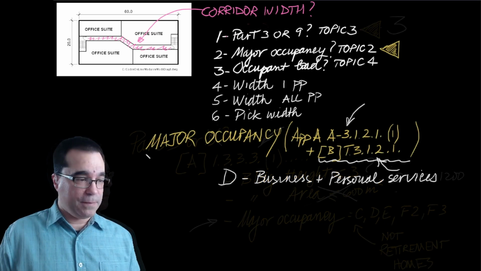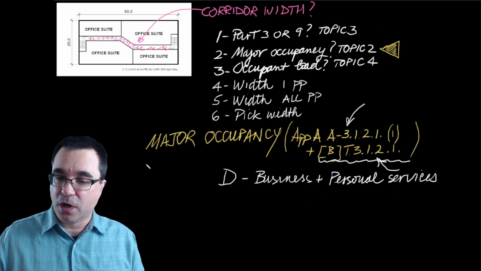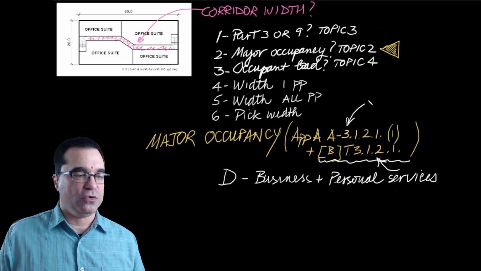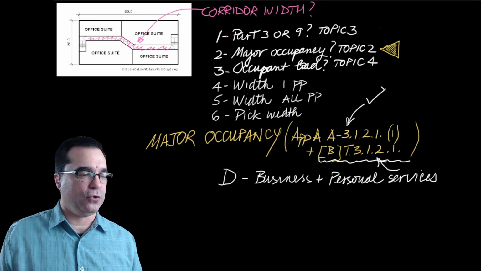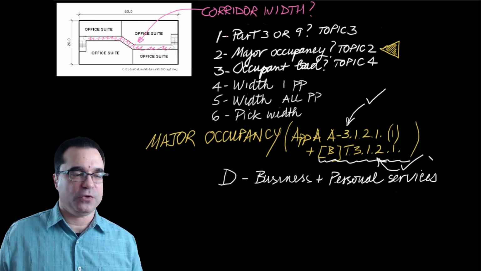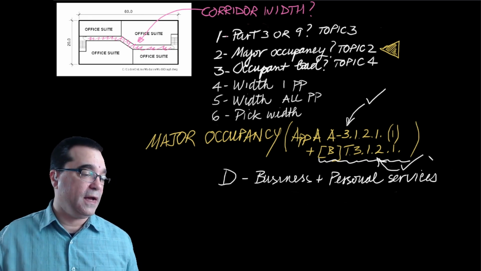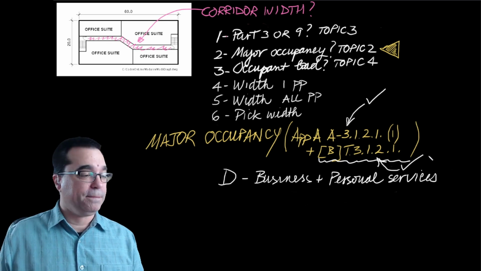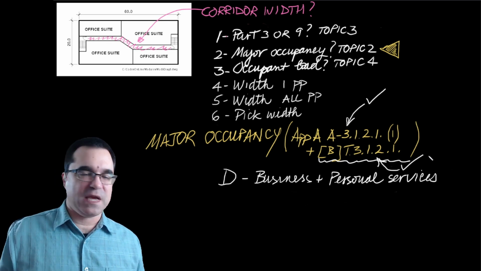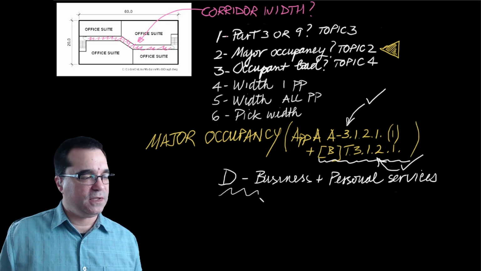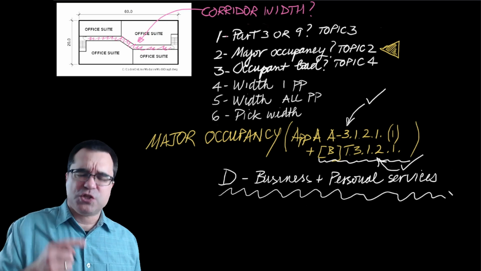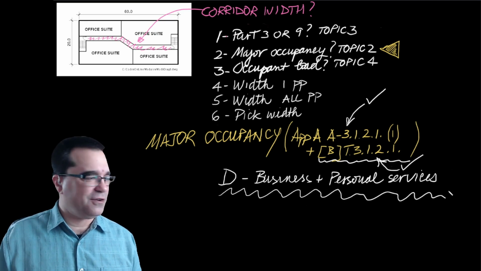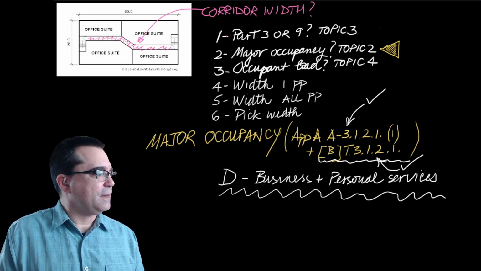step 2. For step 2, we have to determine the major occupancy of this building. And again, don't forget, we want to start with Appendix A because we're new at the Ontario Building Code and then move on to Table 3.1.2.1 under Division B of the Ontario Building Code. Just like we did for example number 1, we found that this building is a D major occupancy, which is business and personal services. Check example number 1 for how we got here. Moving on then onto step number 3.